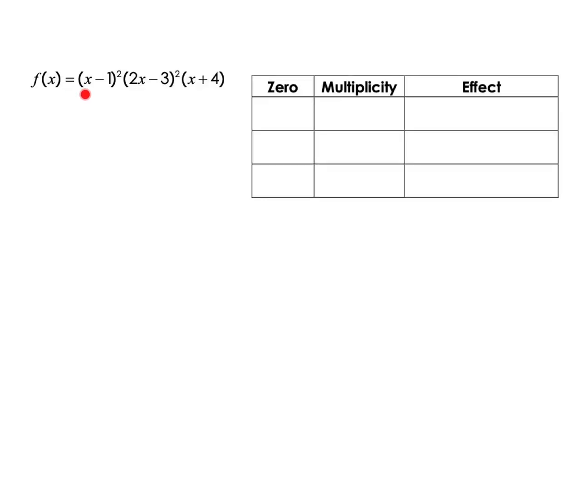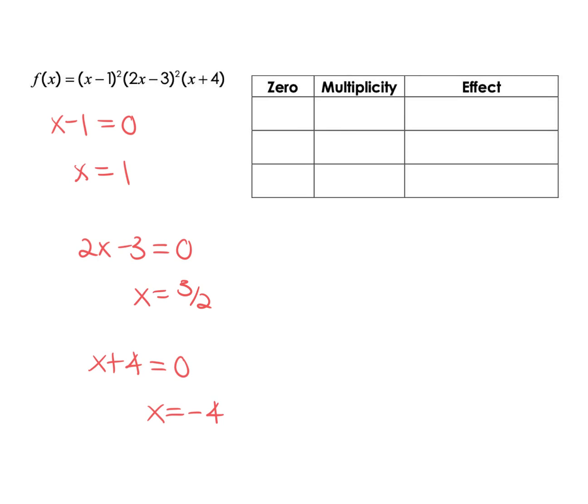So in this case, we have f of x equals x minus 1 squared, 2x minus 3 squared, x plus 4. So we're going to set each of these equal to 0. So we get x minus 1 equals 0, x equals 1, 2x minus 3 equals 0, x equals 3 halves, x plus 4 equals 0, x equals -4. So we have zeros at 1, 3 halves, and -4. And then the multiplicity is going to be 2, 2, and 1. So this is going to be tangent, tangent, and then this is going to be intersect.